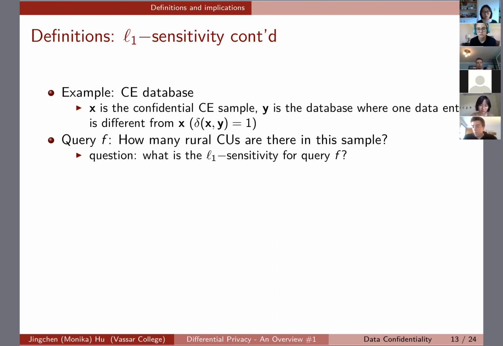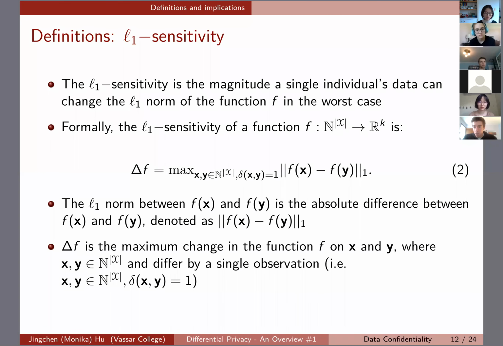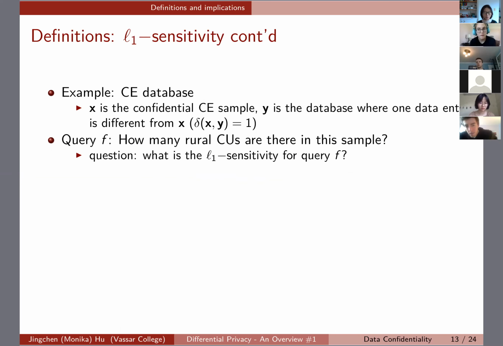Let's just say the query is not about CU, not about the rural urban status, or just not changing the count at all. So it's possible that you just don't have a change at all, right? So the change, which is the L1 norm of Fx minus Fy, the maximum is 1, but it's possible to be 0. But our delta F, the L1 sensitivity, is defined to be the maximum change. So for any count query, not only this example, we're going to have a delta F of 1.